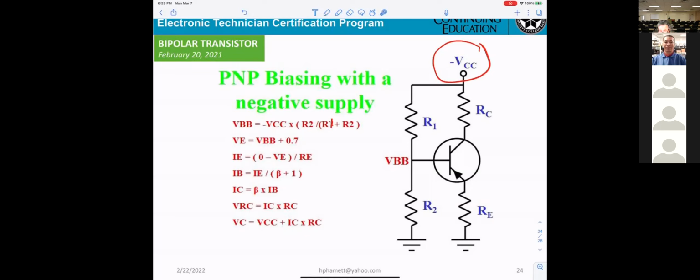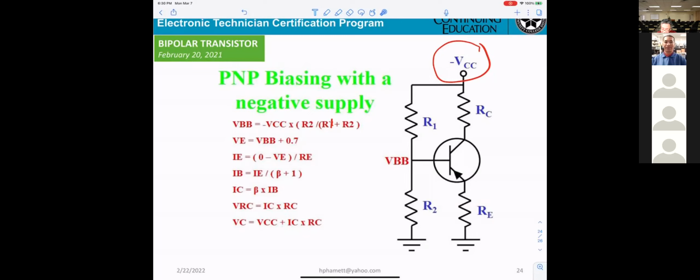Mr. Pham, my only question is, if you could just elaborate on IE, because in your formula, you got 0 minus VE. And you got it written on here, IE equals 0 minus VE divided by RE. And that's because it's coming from ground, right? Right. Okay.